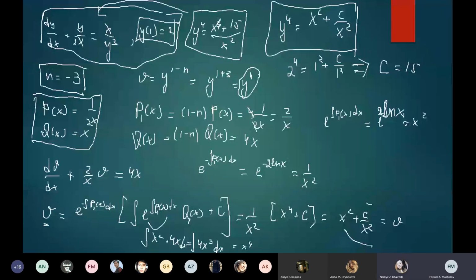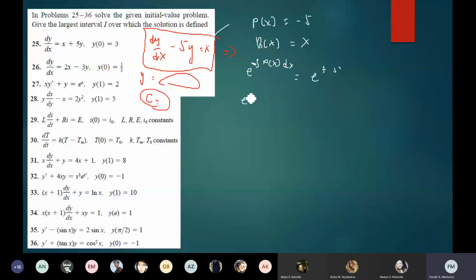Okay. So here will be what? I need to find again this one, p(x) dx q(x).